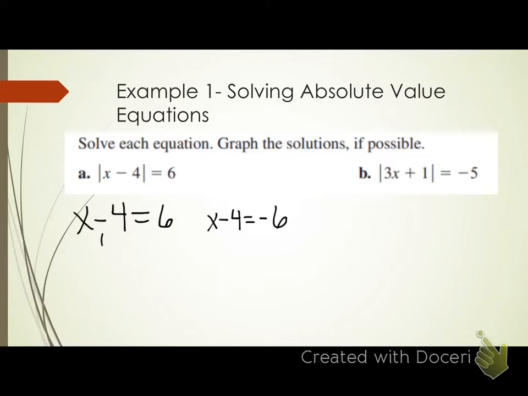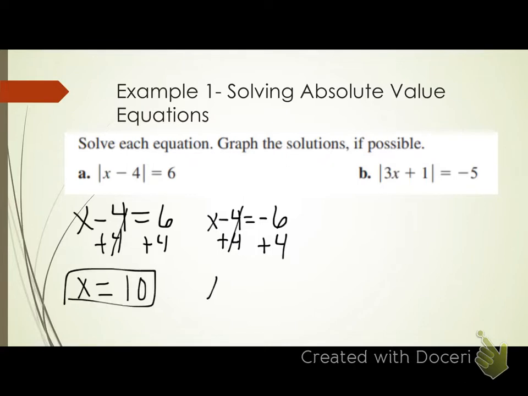Add 4 to both sides on both equations. So on the left one, I get x equals, what's 6 plus 4? 10. The right equation, I get x equals negative 6 plus 4. What does that give me? Negative 2. So there's my two solutions: x equals 10, x equals negative 2.